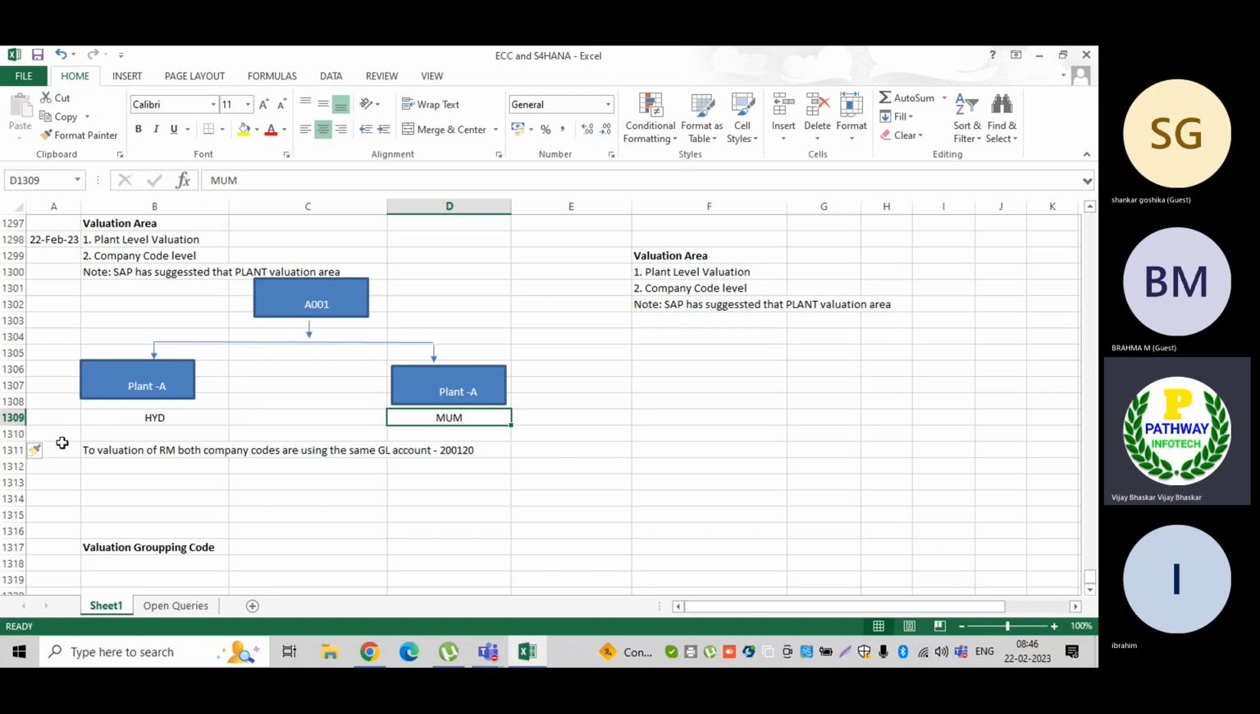Now the raw material suppliers. Let us assume the vendor from whom we are buying the raw materials is also from Hyderabad. I'm just giving an example here. Whenever the vendor supplies raw material to this plant, for him it is a local vendor, within the city only. Now if we want to buy the raw material from the same vendor and send that material to the Mumbai plant.